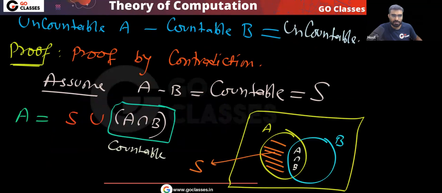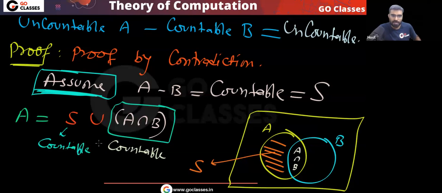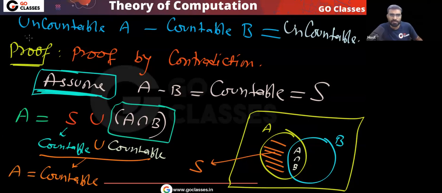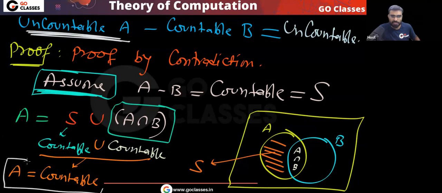And remember, you are assuming that S is countable. If you assume this is countable, what will happen? Countable union countable will be countable. So A is countable. Isn't that a contradiction? It is given that A is uncountable. A is countable. This statement has created a contradiction.